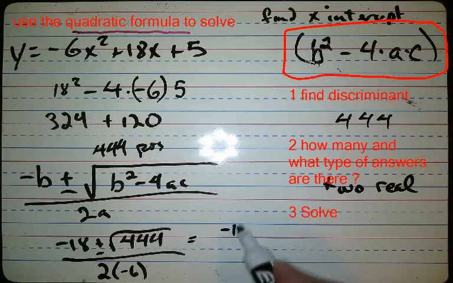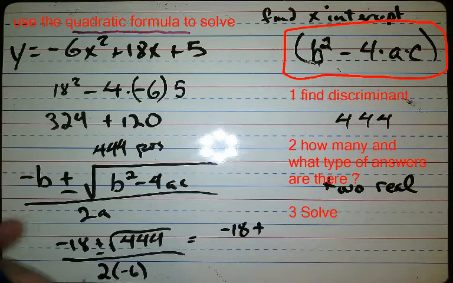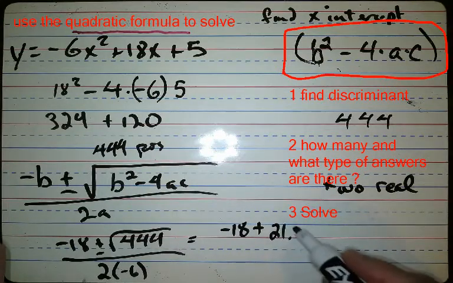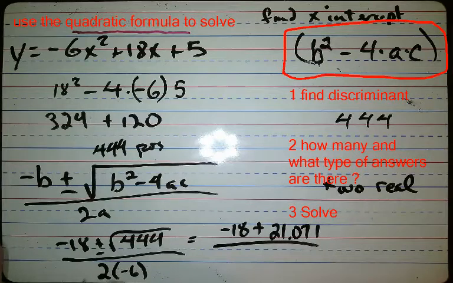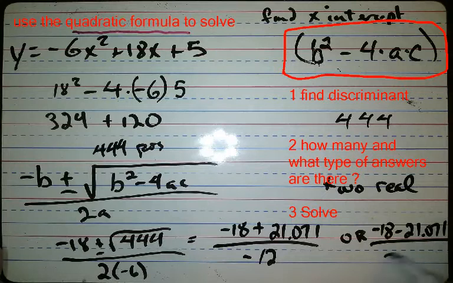This would be negative 18 plus the square root of 444, which happens to be 21.071, all divided by negative 12. The other answer is negative 18 minus 21.071 divided by negative 12. So when you work it out, you've got to say, well, what are the real answers?